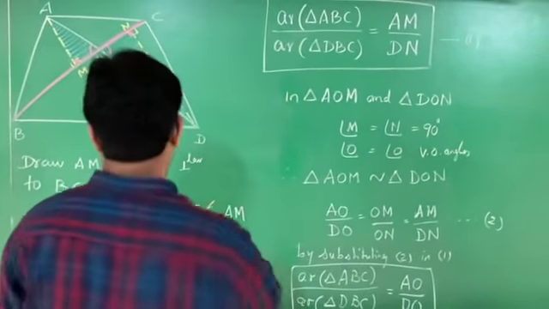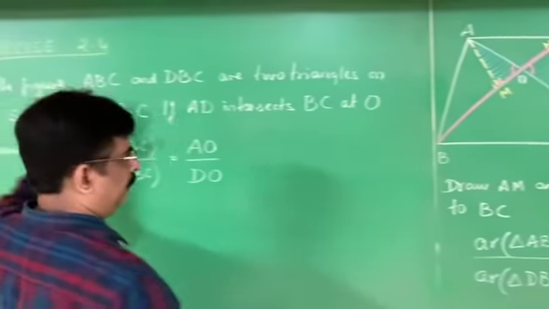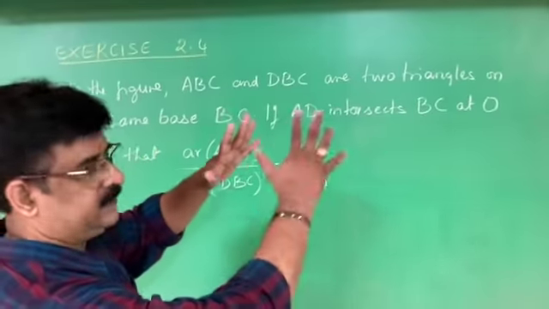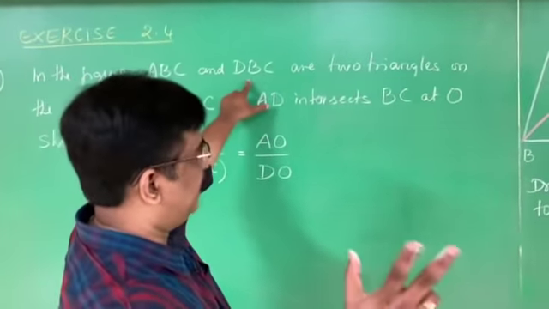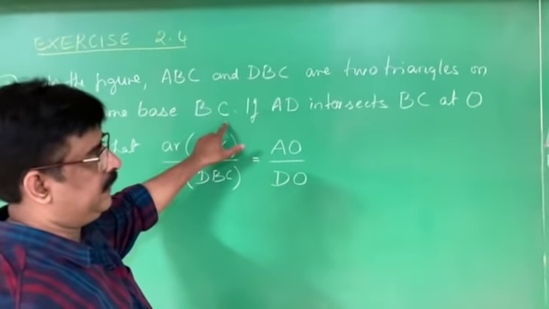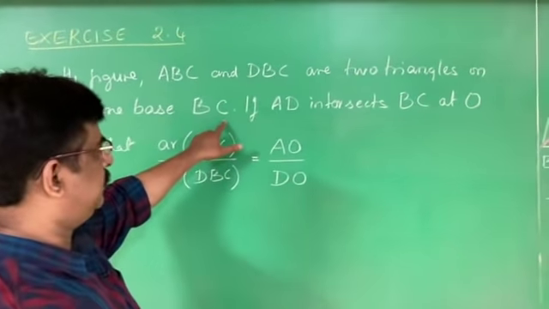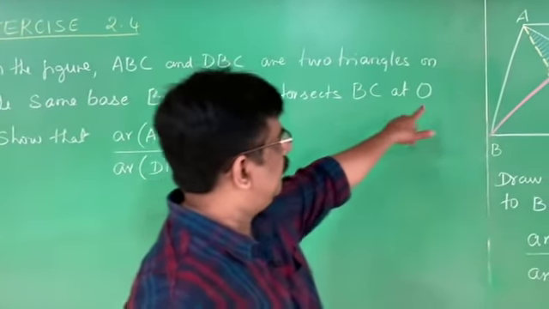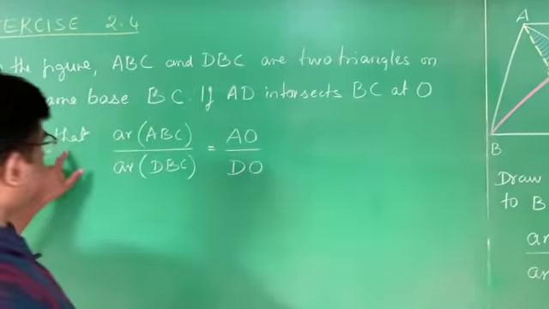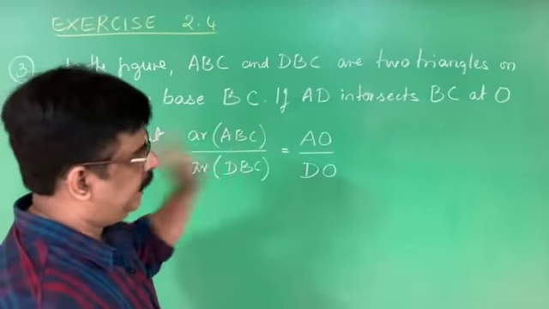Very simple. I repeat also. See. Problem number 3. In the figure are given ABC and DBC, 2 triangles on the same base BC. Both the triangles have BC as a base. If AD intersects BC at O, it shows that these two are straight lines. At O, show that area of triangle ABC by area of triangle DBC is equal to AO by DO.